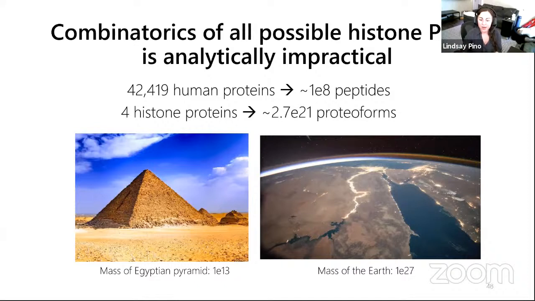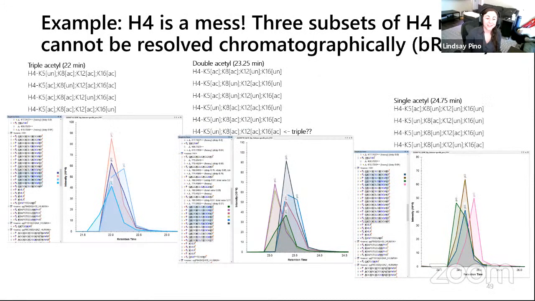So since we're kind of talking in the context of Skyline, I want to highlight some of the difficulties, not just in this search space, but also in Skyline, even when you're looking at these proteins. So here's one protein. This is histone 4. It is a mess. It is an absolute mess.